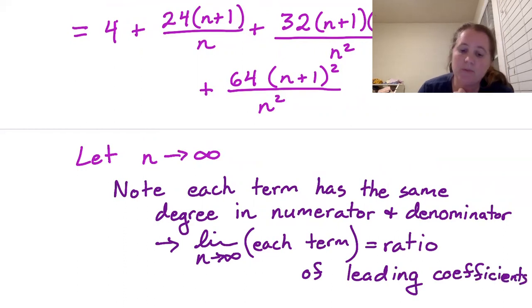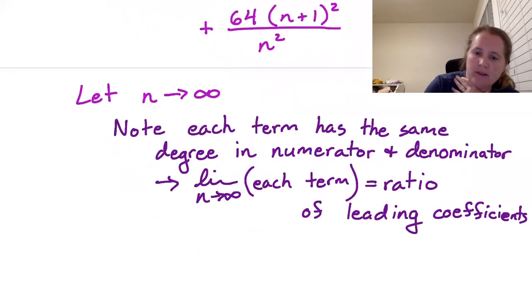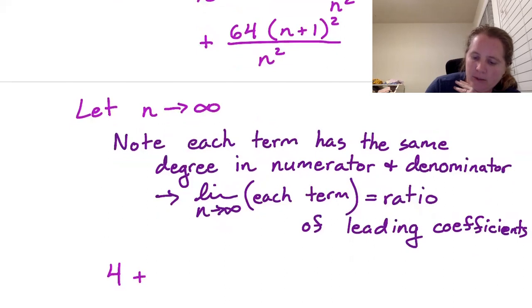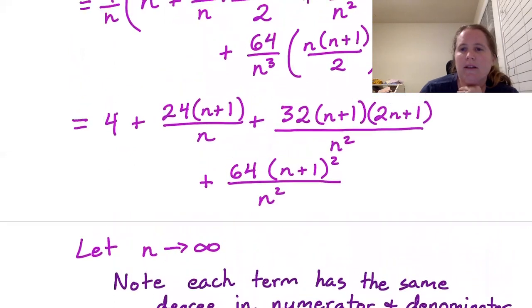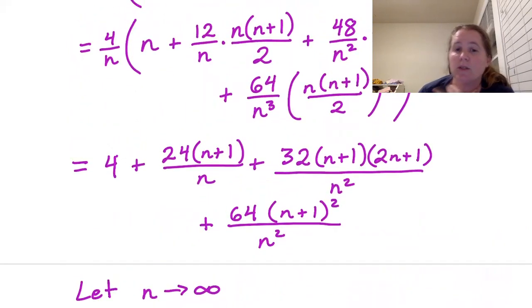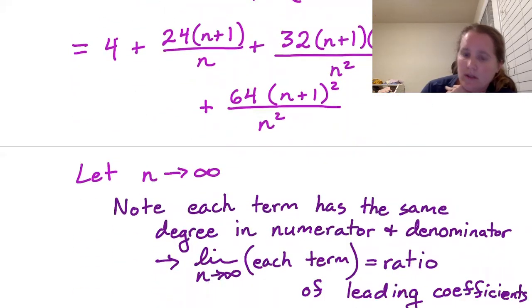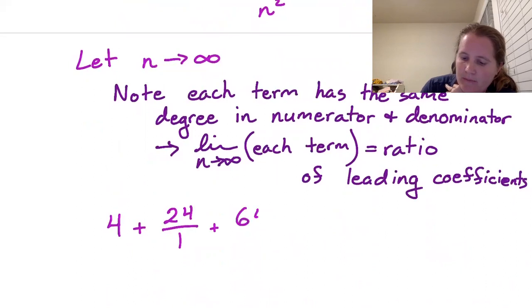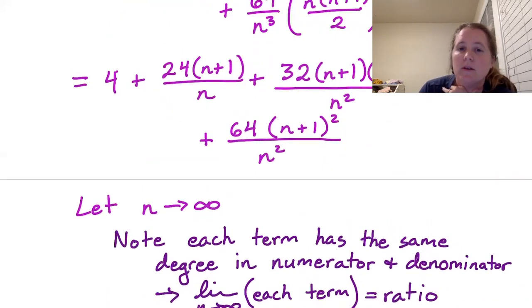So I'm not going to multiply the whole thing out. I'm just going to look over the leading coefficients. So the limit, if we let n go to infinity, we will have 4 for the first term. And then the next one would be 24 over 1 for our leading coefficients. Then the next one, we have a 32 times 1 times 2 for our leading coefficient. So we have a leading coefficient of 64 up top and 1 down below. And then once again, we have a leading coefficient of 64 up top and 1 down below.